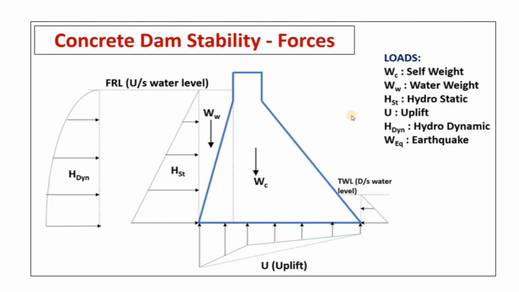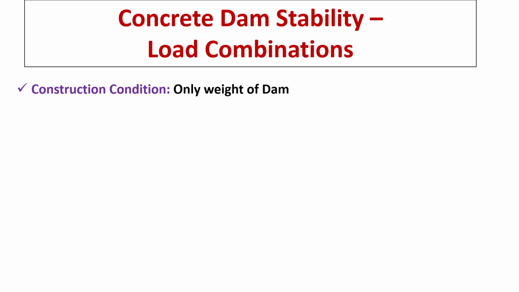After calculation of loads, next comes the combination of load cases. Here we can see different load combinations for which we have to check the dam stability. These conditions represent various scenarios during the service life of dam. First condition is construction condition. That is, stability is ensured during or at the end of construction.